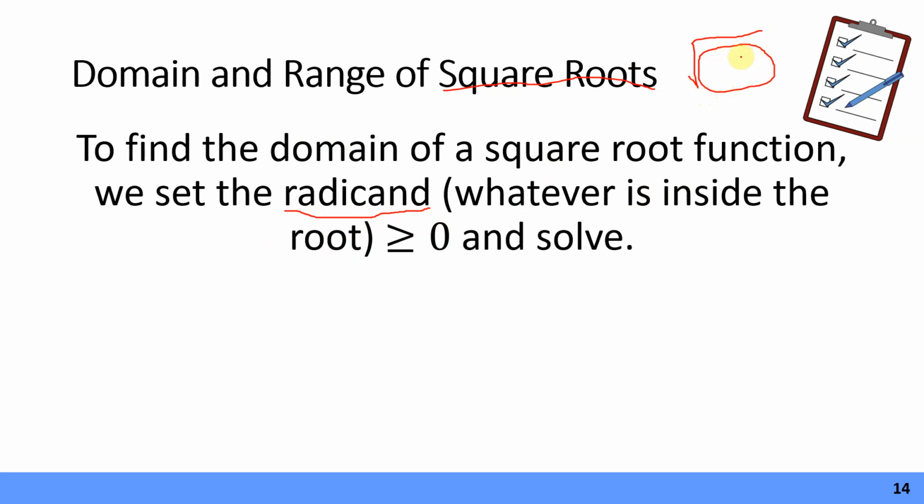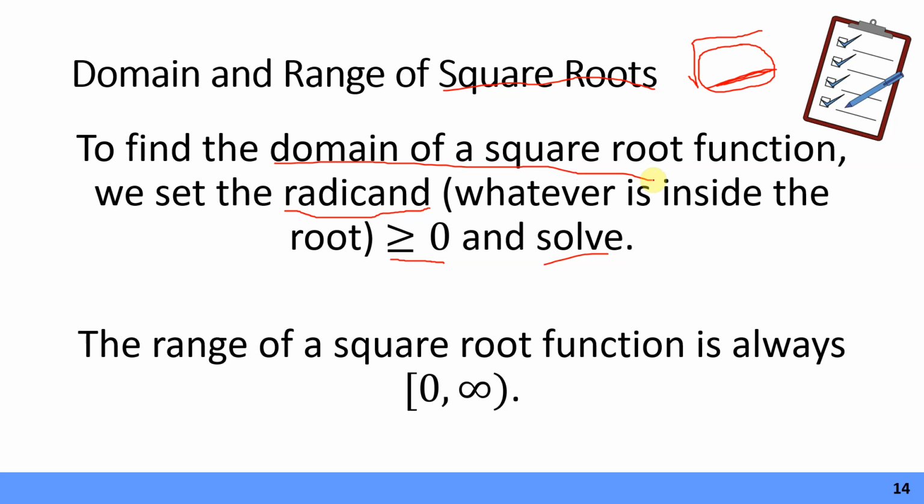So what you're going to do is you're going to look at that. You're going to set whatever is in here greater than or equal to 0, and then we're going to solve it. That is how you find the domain. If you want a reason why, it's because remember, you cannot take the square root of a negative number. So that's why anything that's in here has to be positive, meaning it has to be greater than or equal to 0. It could be equal to 0, so it could be positive or equal to 0. So that's what we're going to do. Okay, if that makes no sense, don't worry, we're going to be doing an example right now. So that's how you find the domain of a square root.